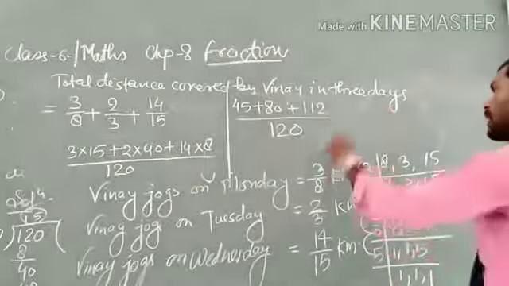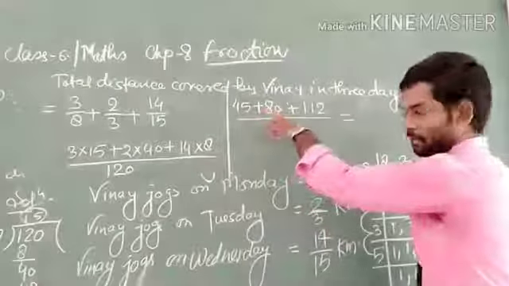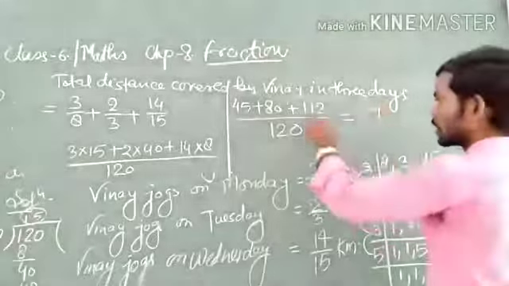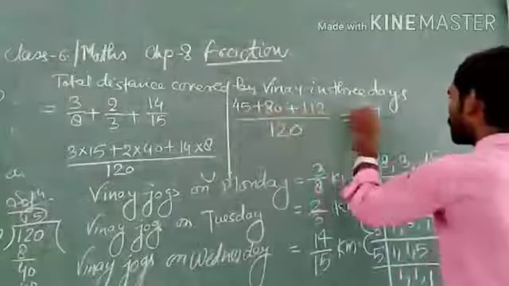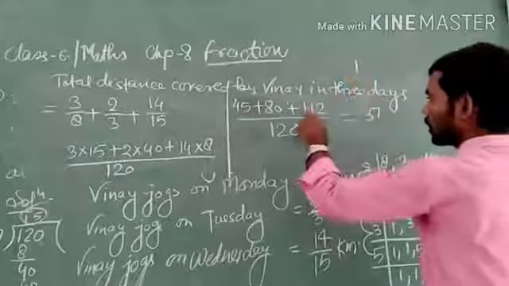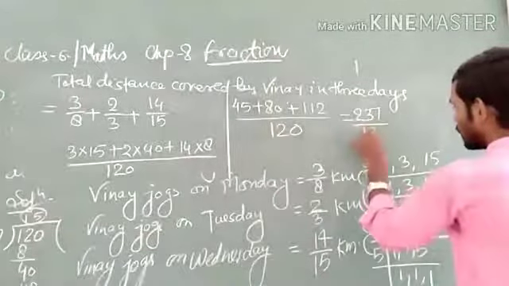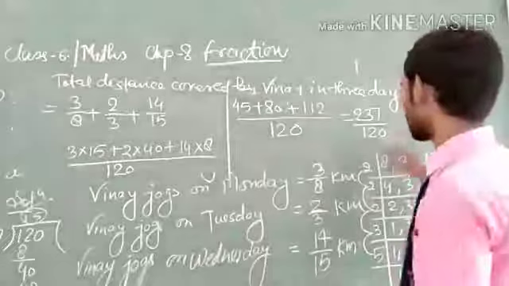So here we write 5 plus 0, 5; 5 plus 2, 7; 1 plus 8, 9; 9 plus 4, 13, carry 1; 1 plus 1 is equal to 2, upon 120. Okay, so you will get the result like this.